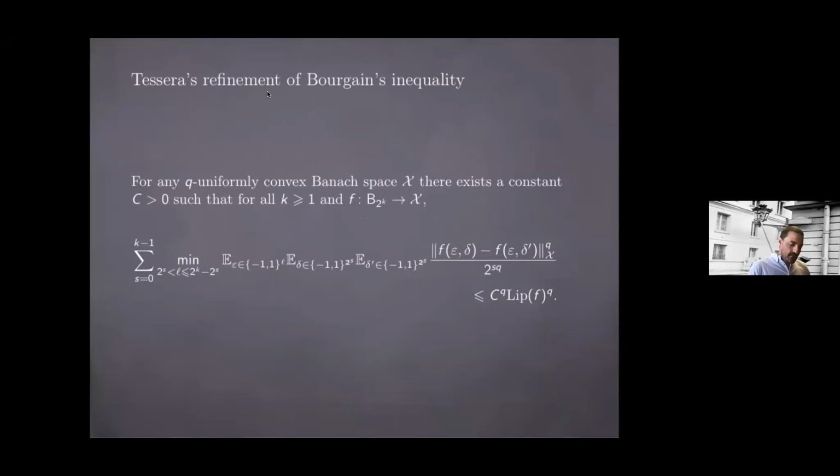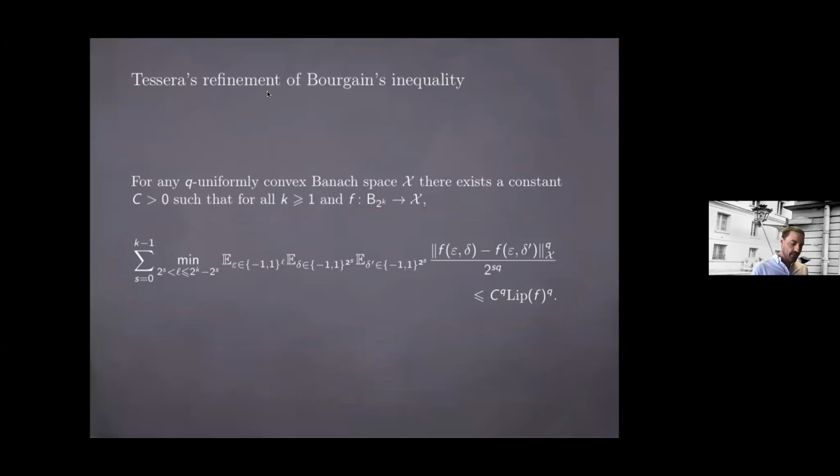Now, Bourgain's inequality doesn't tell you anything for weaker notions of embeddings. If you're looking at coarse embeddings of trees, it would not tell you anything. And Romain Tessera, who was interested in coarse embeddings of groups into Banach spaces, went back to Bourgain's proof and observed that the same proof gives something much stronger, which is this inequality here.